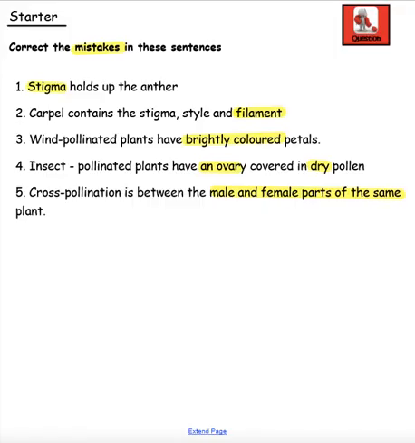Once you've done the date and title, here are 5 statements that have mistakes in them. The mistakes are highlighted in each sentence. Can you put 1 to 5 in your book, please, and correct the highlighted part? Please pause the video and do that now.